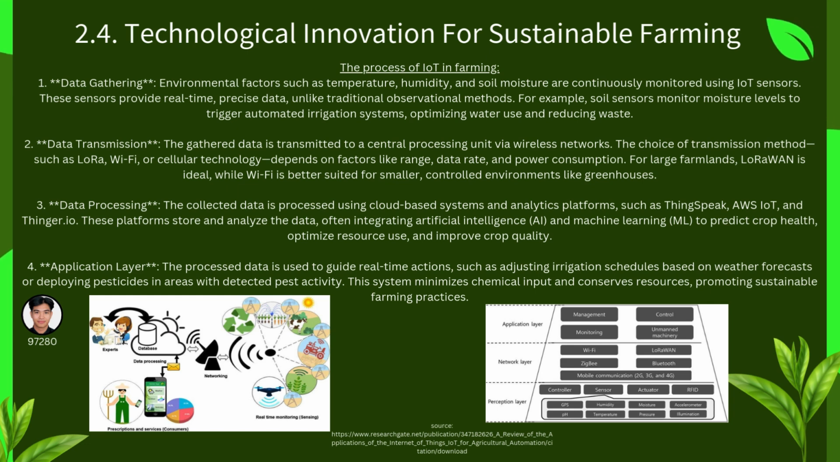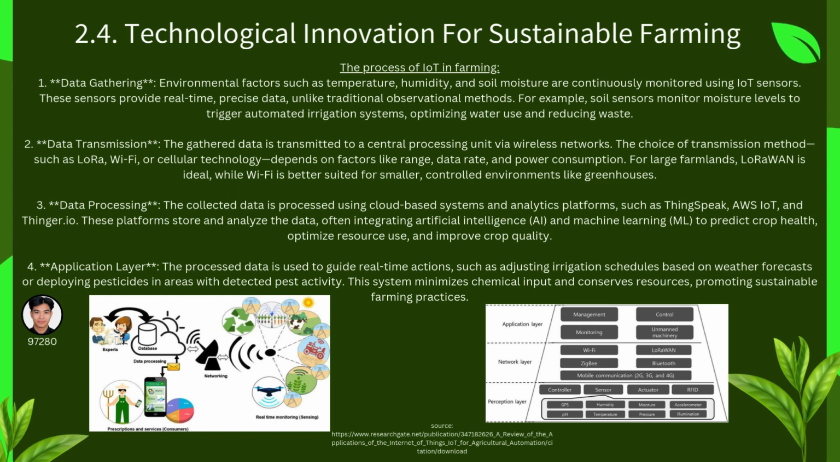Farmers will be referring to real-time data, which guides them to make decisions on several factors that influence the production of the crops. The process of IoT in farming: first, data gathering. Environmental factors such as temperature, humidity, and soil moisture are continuously monitored using IoT sensors. Next, data transmission. The gathered data is transmitted to a central processing unit via wireless networks.